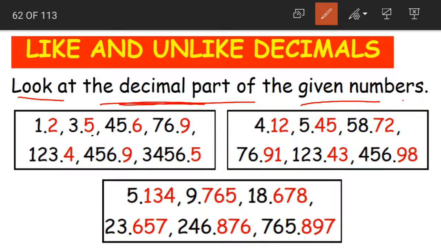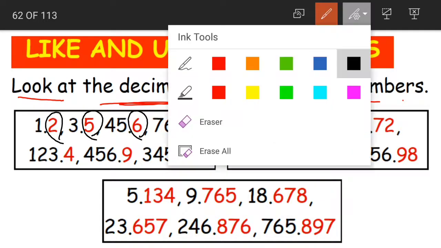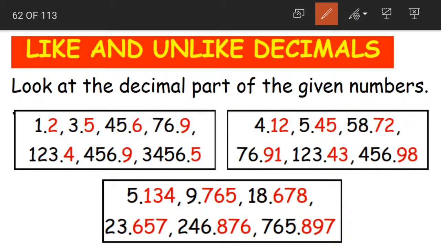That means the part that is written after the decimal point, to the right of the decimal point. It is highlighted in red color. Yes, if you look at the decimal parts of the first box, all the decimal numbers have only one decimal place. The number of digits is called the decimal place. All the given numbers have only one decimal place.